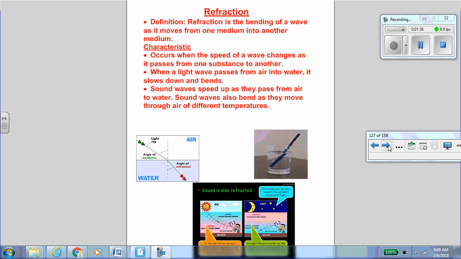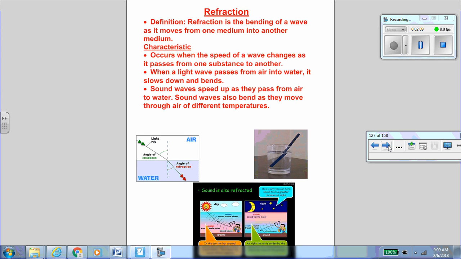Refraction. Refraction is when waves travel from one medium to another, and when they do that, they bend. Remember in our discussion last week, we talked about when waves travel through different mediums, their speed can change. For example, when sound waves travel through solids, they travel much faster than if they're traveling through air. Light waves, however, travel faster through air and slower through solids and liquids. So here on this screen, when we're talking about refraction, it has a lot to do with the speed of the wave changing as it changes mediums.